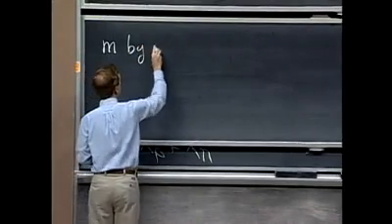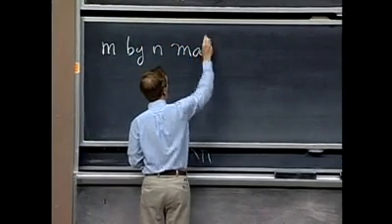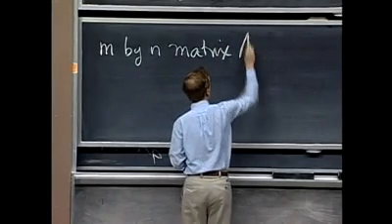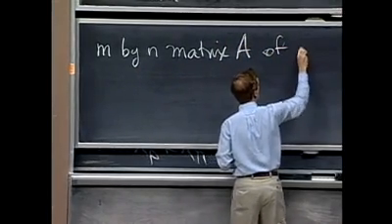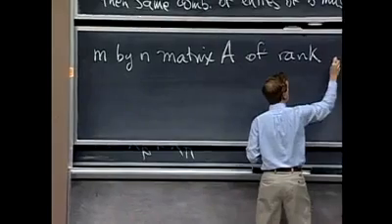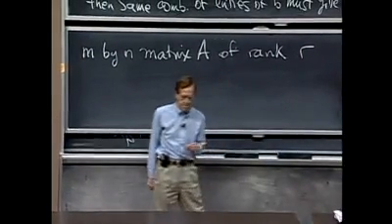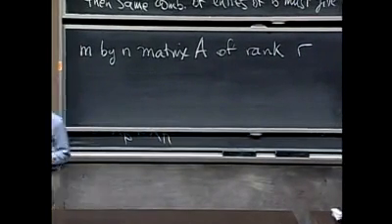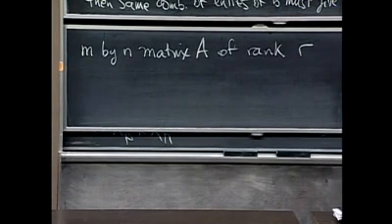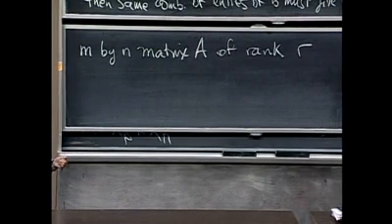By n matrix A of rank R. Okay. What's our definition of rank? Our current definition of rank is number of pivots.